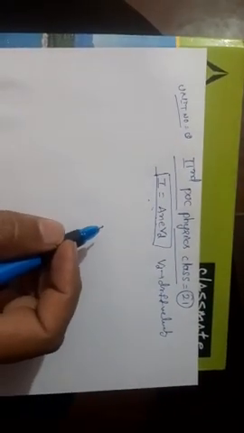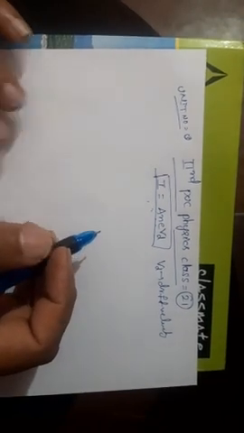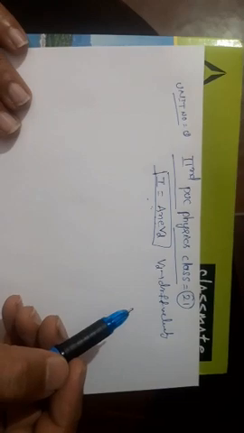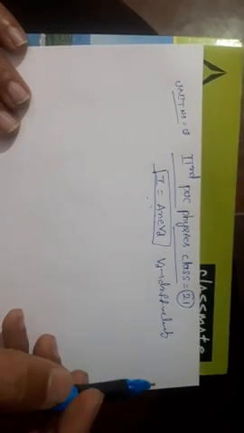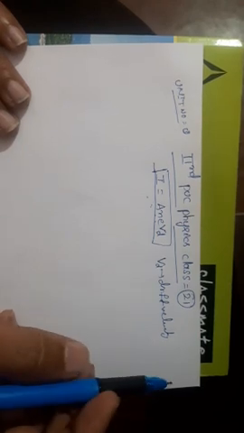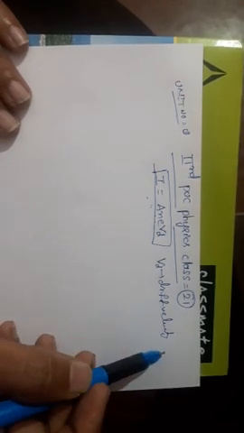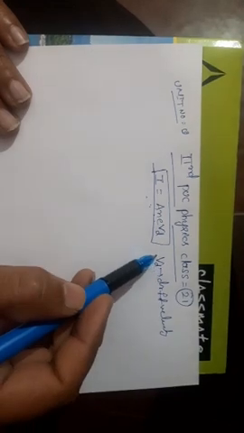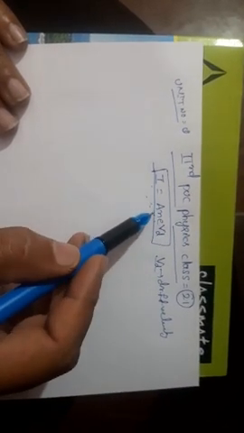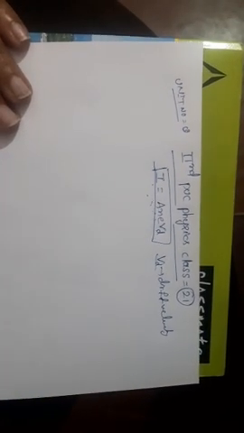Drift velocity means the average velocity acquired by the electron in the presence of an electric field. This I = nAeVd is called the expression for current in a conductor.